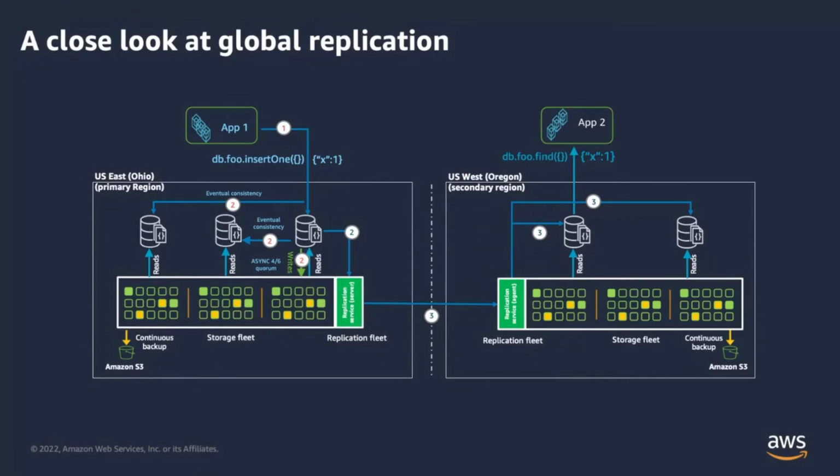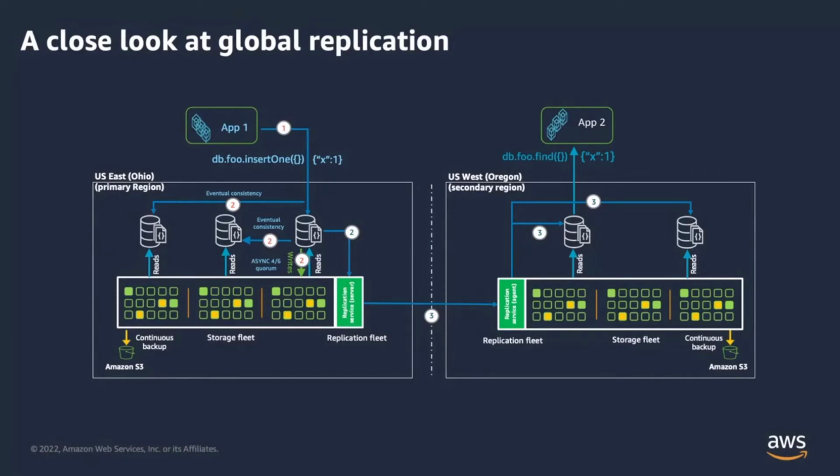The primary instance then sends these log records in parallel to storage nodes, replica instances, and a replication server. Because it's a global cluster setup, you have this replication fleet in the storage, along with the storage fleet. The replication server then streams these log records to the replication agent in the secondary region, in our case Oregon. Now, the replication agent will take these log records and send them again in parallel to the storage nodes and the replica instances of the secondary region.